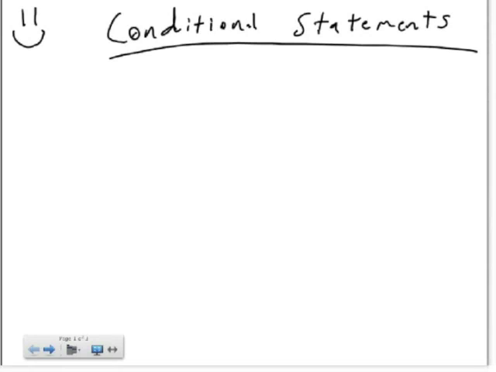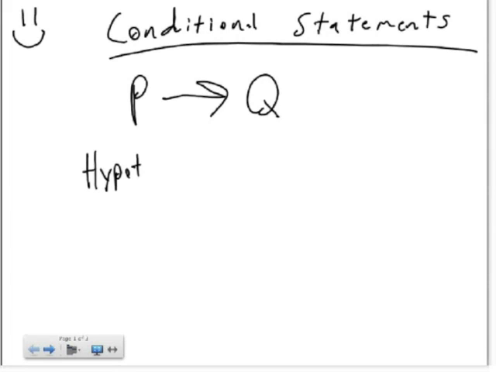Alright, today we'll be talking about conditional statements. A conditional statement is as follows. It is P implies Q, which can also be expressed as if P then Q, P is sufficient for Q, P implies Q, or Q whenever P. The way the statement is set up, P is the hypothesis of the statement, and Q is the conclusion of the statement.